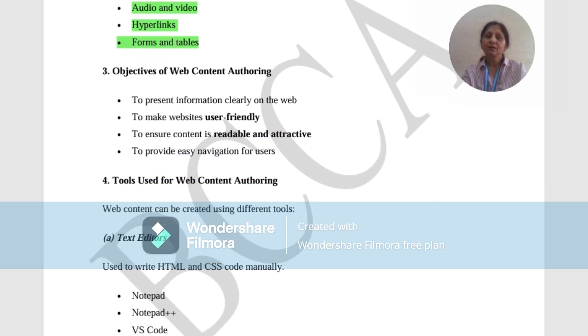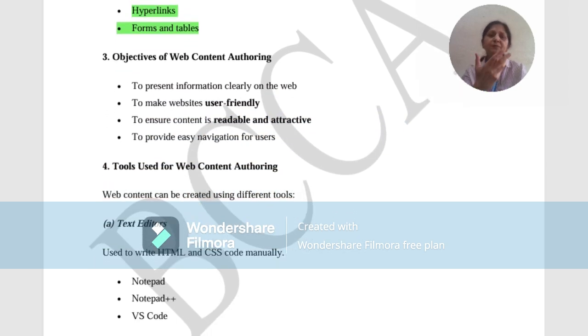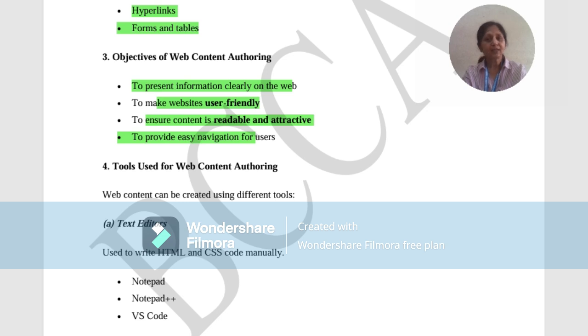Third is the objective of web content authoring. So what are the main objectives of web content authoring? To present the information clearly on the web, to make the websites user friendly, to ensure the content is readable and attractive, and also to provide easy navigation for users.